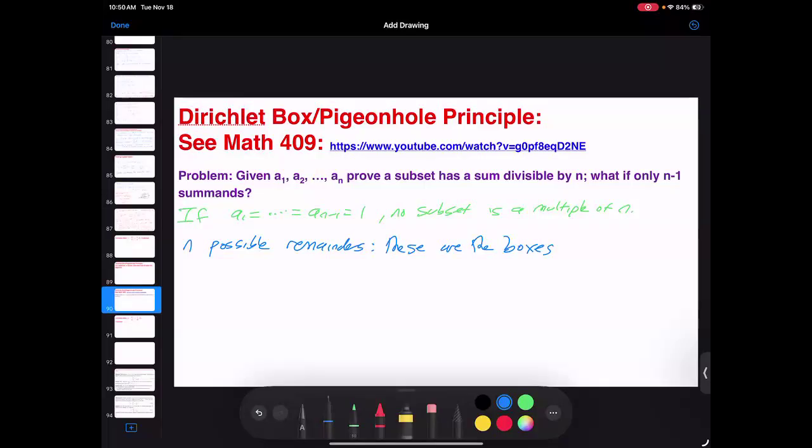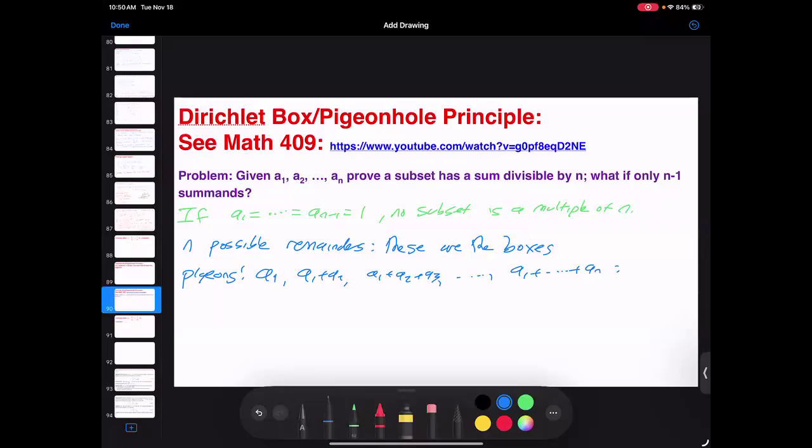That's a huge number of possibilities. But maybe a lot of those sums are the same, because maybe some of the a's are the same. If a1 and a2 are the same, then the sum of a1 and a3 is the same as the sum of a2 and a3. Oh God, that's getting complicated. What I can do is, for my pigeons, look at a1 plus a2, a1 plus a2 plus a3, all the way down to a1 through an. That gives me n pigeons.